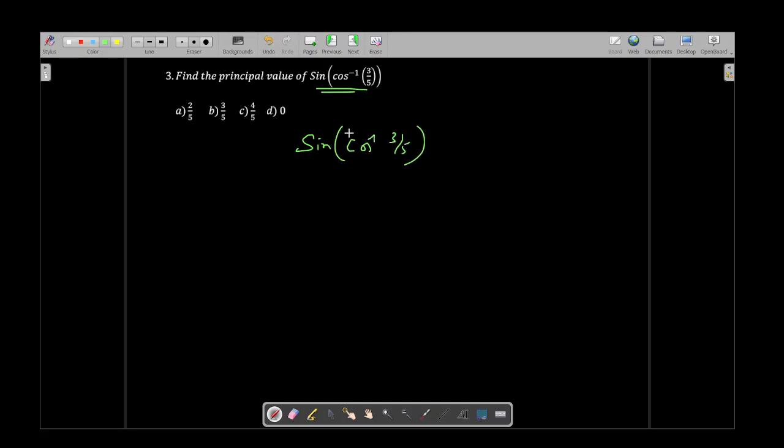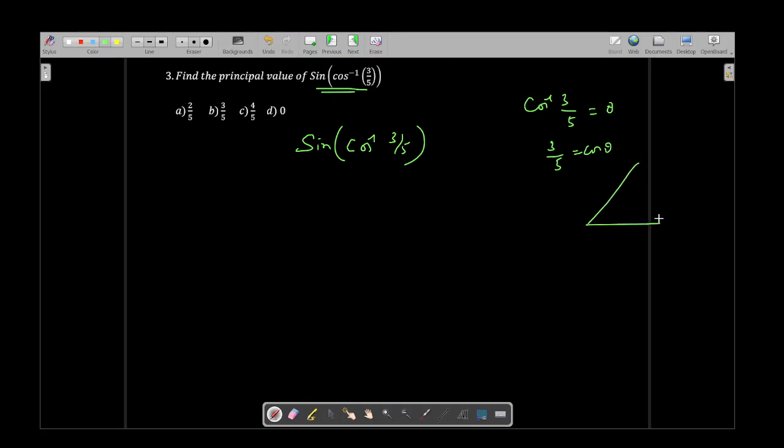If there was sine inverse here, then I could have easily cancelled these two. But there is no sine inverse. We have cos inverse. So if we could convert this cos inverse into sine inverse, then it is easy for us to find the value of this. So what I do is I'll take cos inverse of 3 by 5 as theta. So cos theta is 3 by 5.